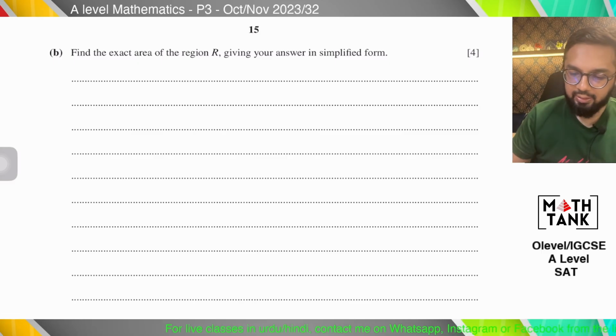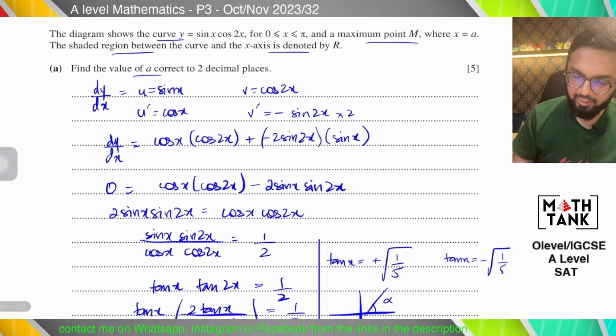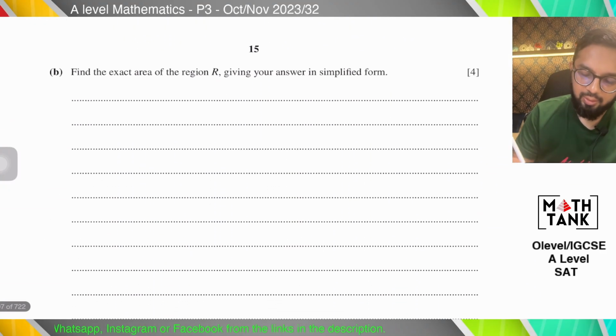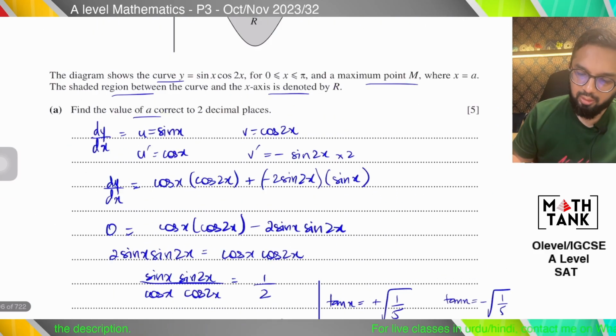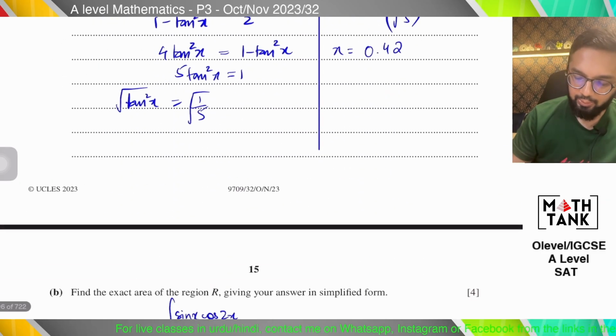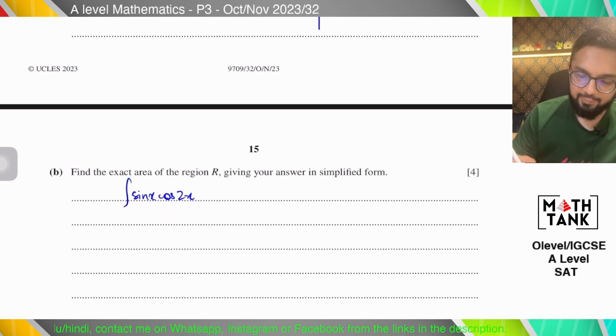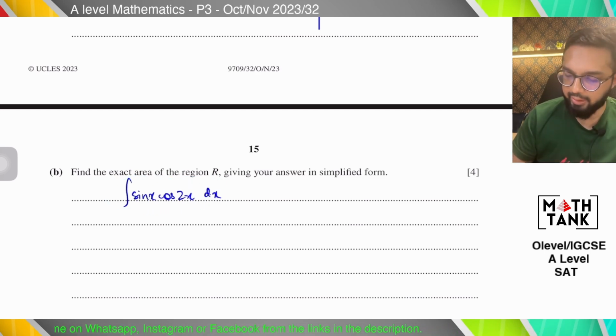Find the exact area of the shaded region R, giving your answer in simplified form. So I'm going to say that I have to integrate this sine x cos 2x. The limits are these values of x where the curve is 0. So I'm going to first have to find those and then integrate. Let's come to the integration in a bit. Let's first find out the limits.